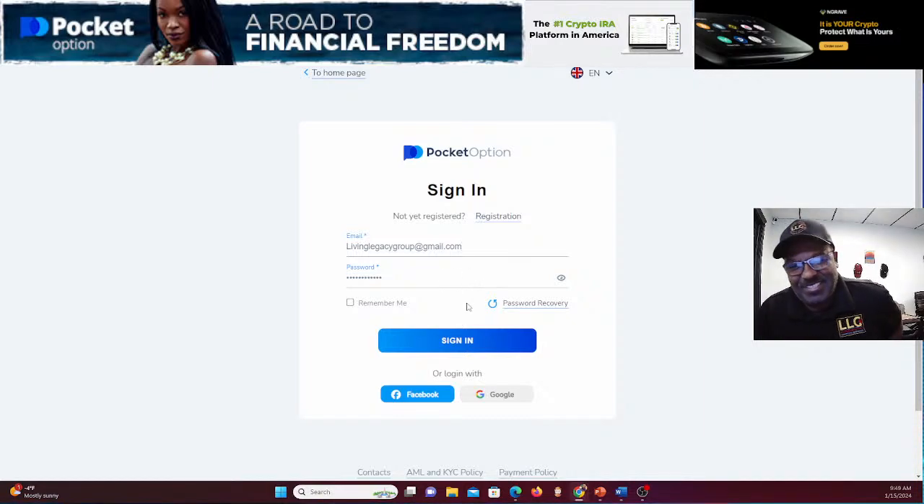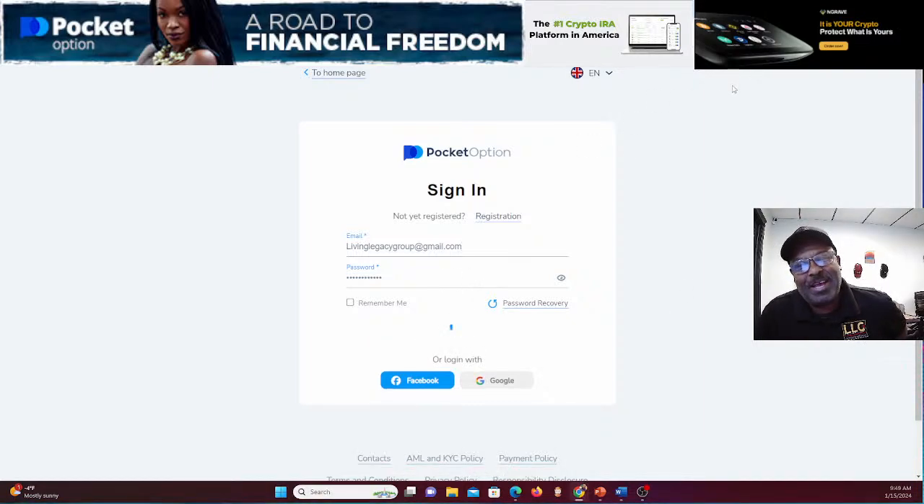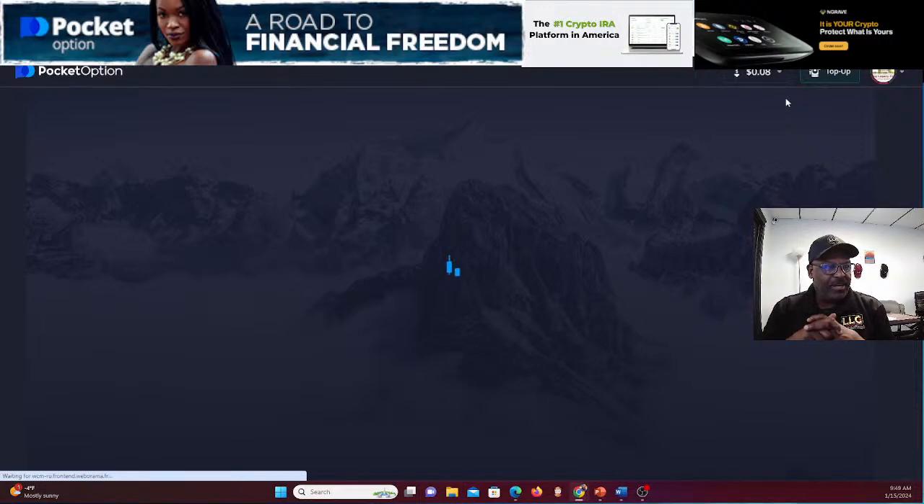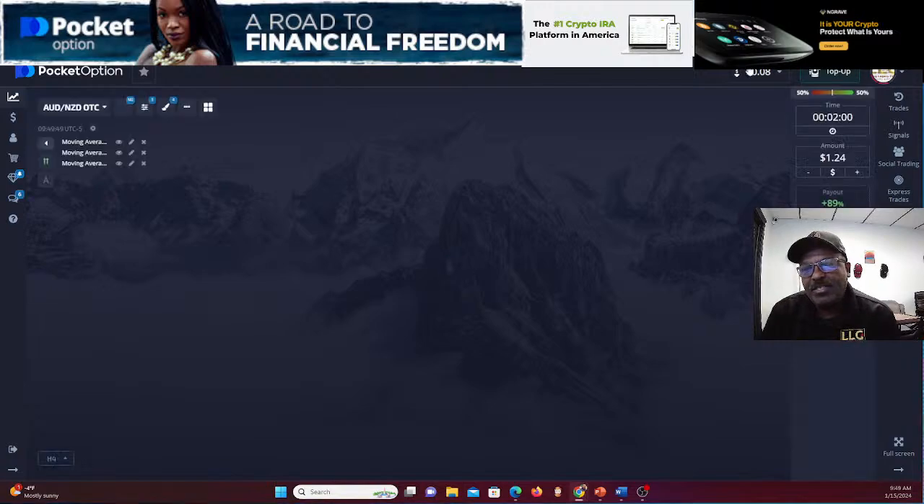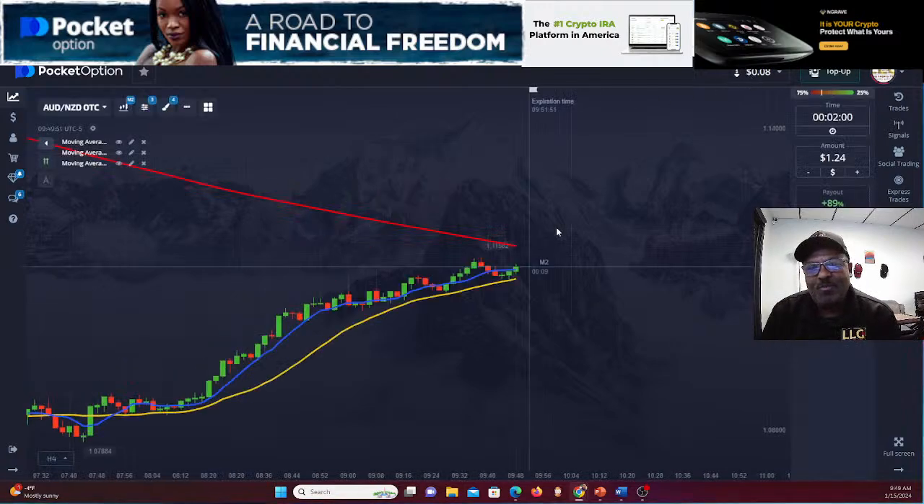Once we get into the Pocket Options website, it's going to bring you to this screen, which shows the Pocket Options Real. See where it says QT Real? This is where you make your Pocket Options. This is the live account.